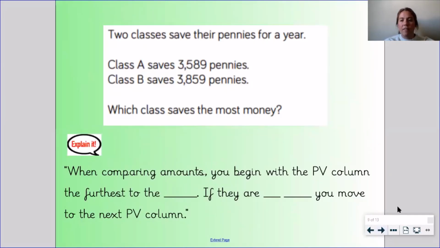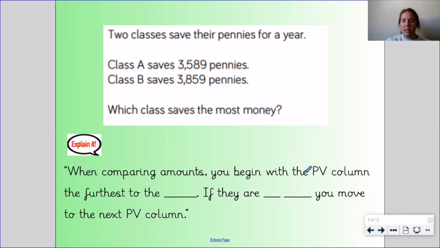Okay, so then if I have an amount of money that's shown here, so 2 classes save their pennies for a year. Class A saves 3,589 pennies, and Class B saves 3,859 pennies. Which class saves the most? Just have a think now. Where would you start? Which side are you going to start on with the 3,000, or are you going to start with the 9? Which side would you start with?